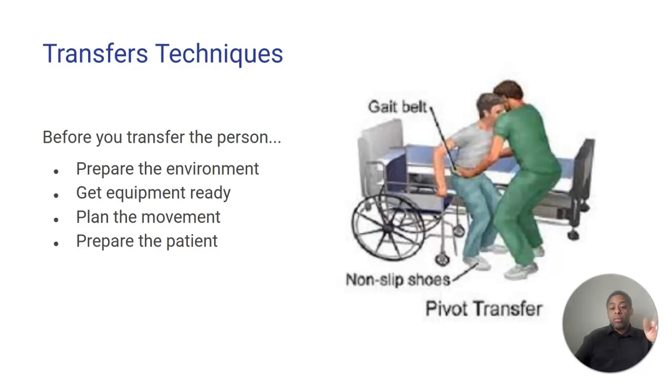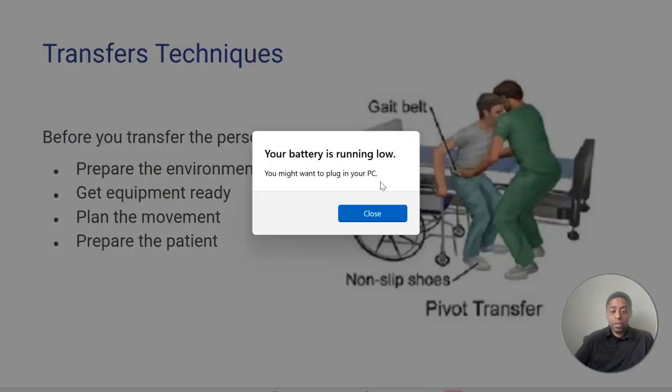You don't want to be in the situation where you're attempting a stand pivot, but the person is trying to complete a squat pivot, right? And then there's a mismatch there, and that could create confusion, and that could lead to difficulty with the transfer sequence.